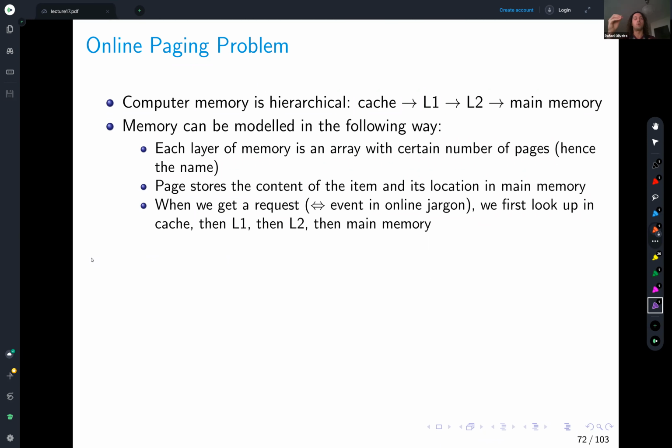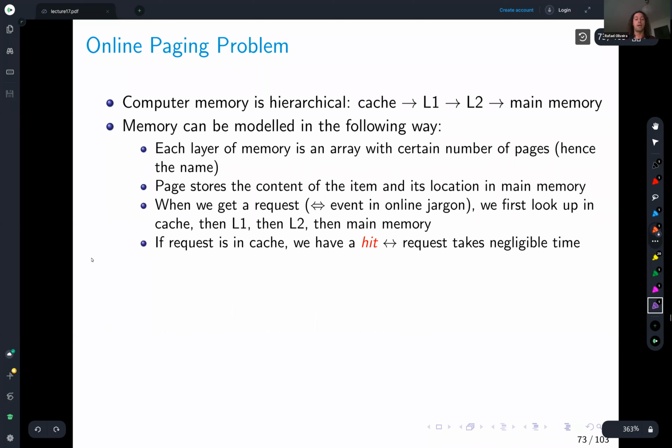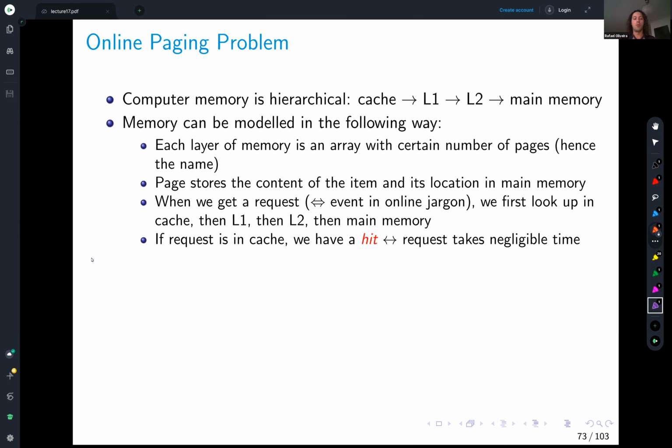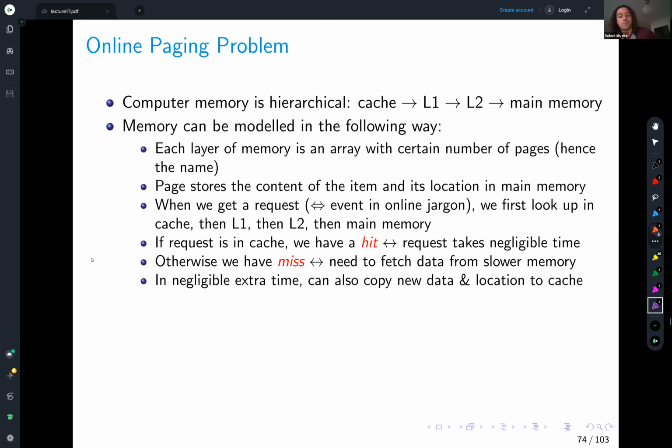If it's not in cache, we look in L1, and then we look in L2, and then we look in memory. If the request is in the cache already, then we have a hit. And then we can say that the request takes negligible time. It's kind of like you go to a page in your browser that you've been to before, and boom, it loads automatically. And in negligible extra time, we can also copy new data to a location. The main problem is to fetch the data from slower memory.